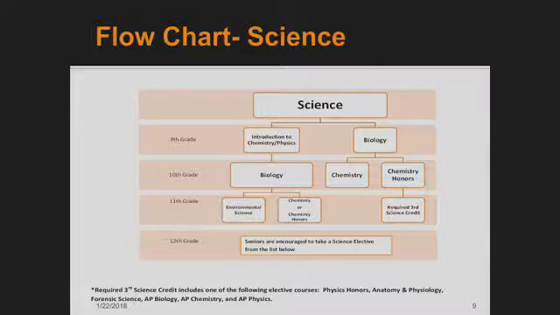Now let's look at this science flow chart. As you can see, there's a grade by grade breakdown, and if you notice in 9th grade, the student would either be in Introduction to Chemistry and Physics or Biology, and then the courses flow accordingly. Also, take note at the bottom. It says science credit includes one of the following elective courses: Physics Honors, Anatomy and Physiology, Forensic Science, AP Biology, AP Chemistry, and AP Physics.